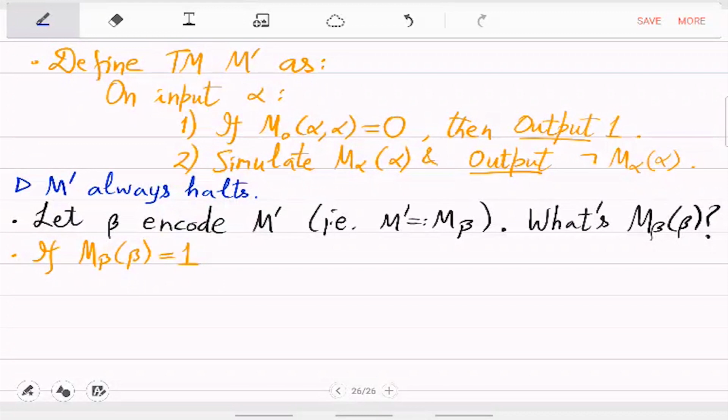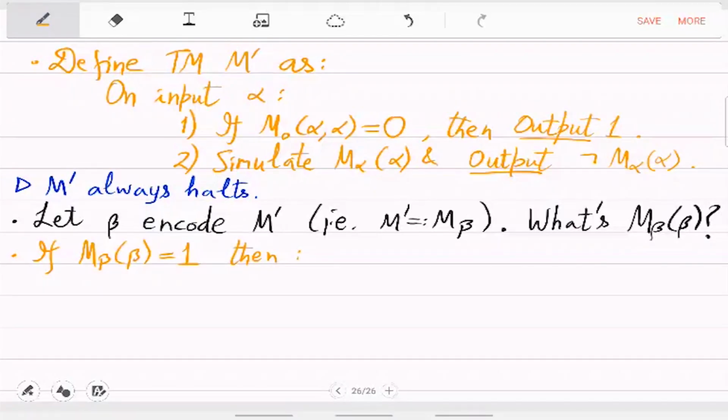There is no issue about M prime not halting on some inputs. It always will halt, because it either halts and outputs 0 or 1. There is no infinite loop issue in M prime. So, M beta beta can have only two possibilities: either it halts and gives you 1, or it halts and gives you 0. That is the only possibility. So, what does it mean when it halts and gives you 1?